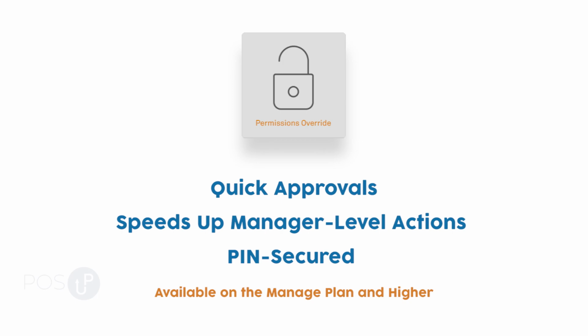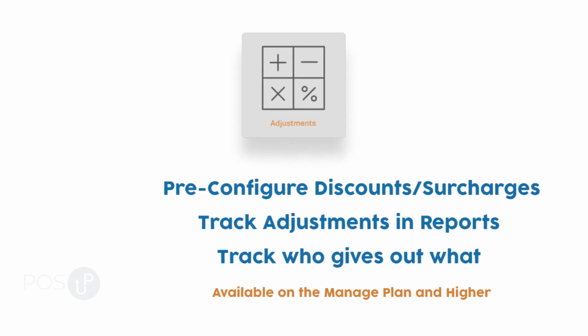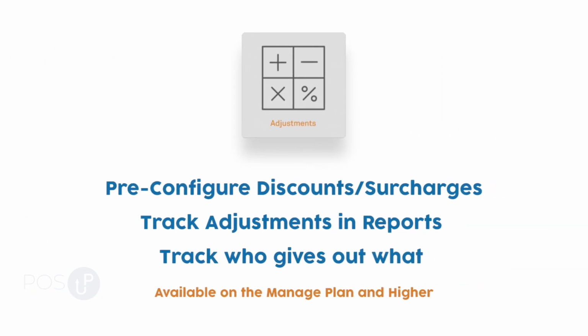Permissions override allows managers or admins to quickly approve an action not usually allowed by basic staff. This allows avoiding having to log in as a different user every time. Adjustments, as mentioned before, allows you to pre-configure set discounts to apply on the POS, such as student discount, hotel guest discount, etc. These can be either percentages or fixed amounts.